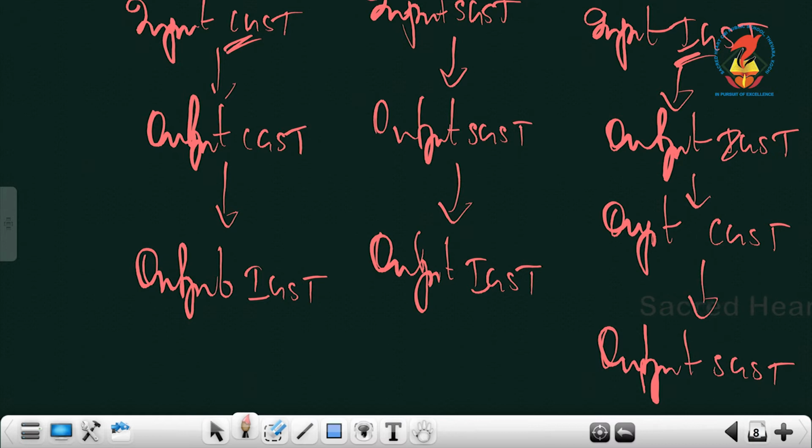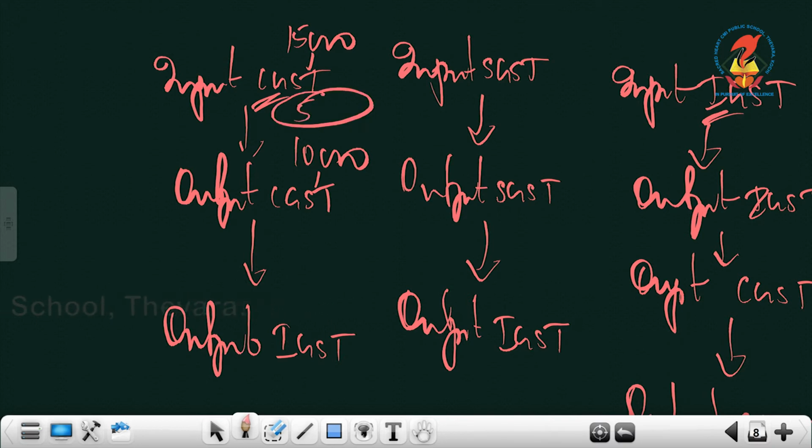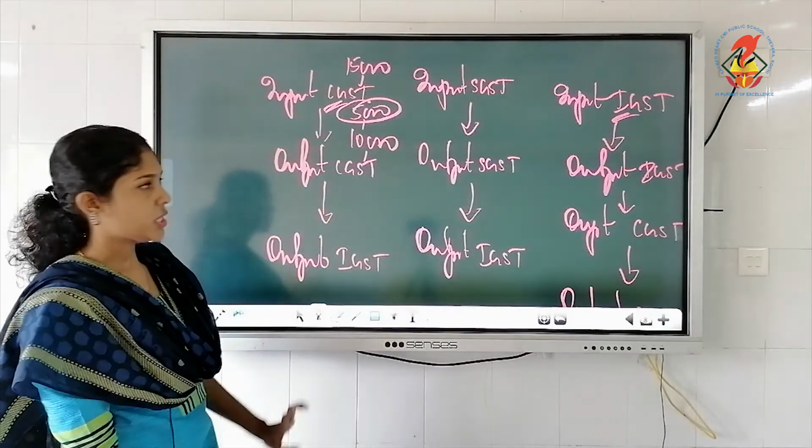Now we will see the figures given here. Input CGST 15,000 and output CGST 10,000. See, you can set off these two. Input CGST 15, output is 10. You can completely set off output against input. There is a balance of 5,000 in input CGST, isn't it? Balance will be 5,000 in input CGST.